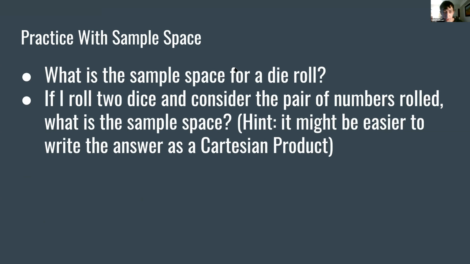So 6 is the number of outcomes you could get, but the sample space is going to be a set of possible outcomes. So it's going to be the set of numbers 1 through 6, which, if you remember how you write sets, it's going to look like, let me just write it. It's going to look like this. So that is the sample space for a die roll. That is the set of outcomes you could get when you roll a die.